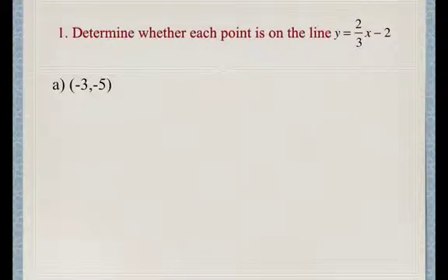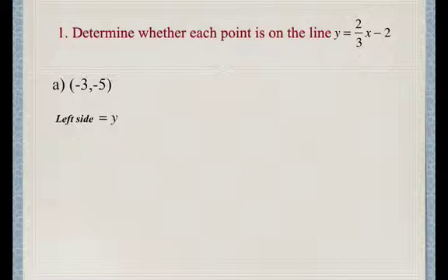What we're going to do, just as before, is determine whether the point -3, -5 is on the line y equals 2/3 x minus 2. Now the difference here from before is that we of course have the dreaded fraction in our equation. And just as before, our left side is from the left side of our linear equation, so the left side is y.